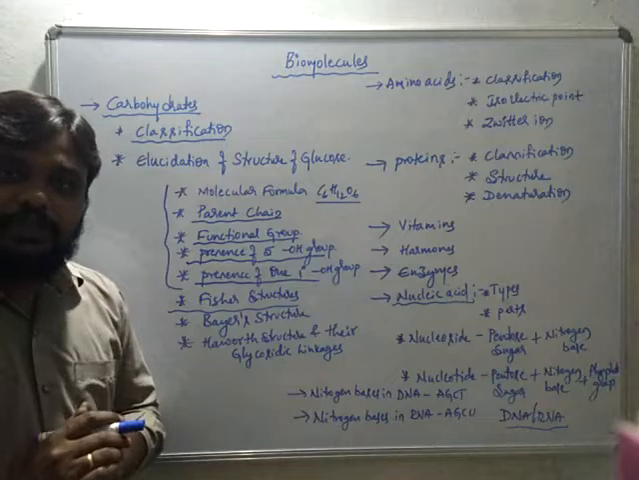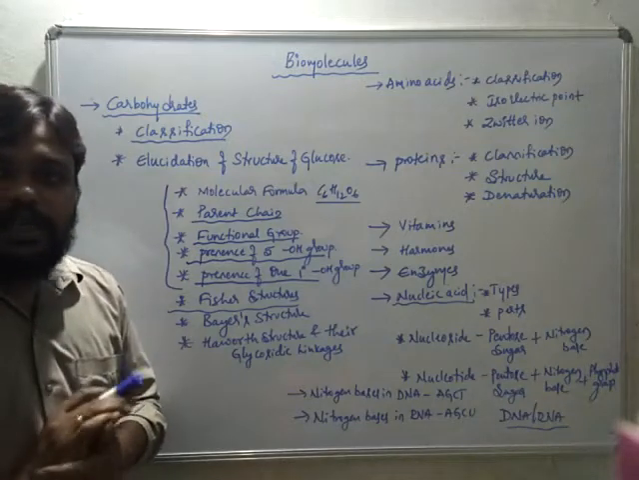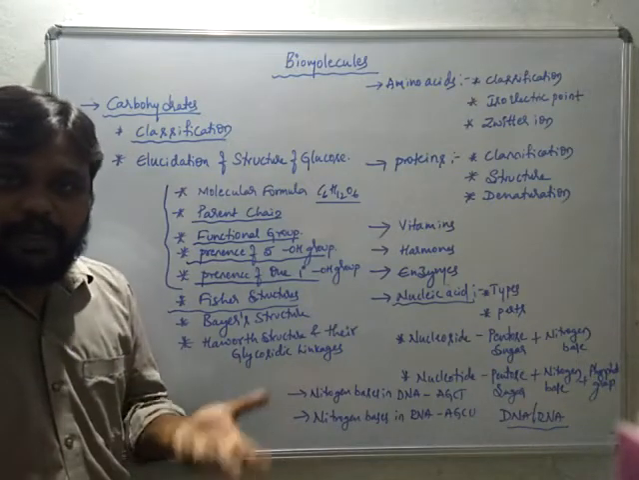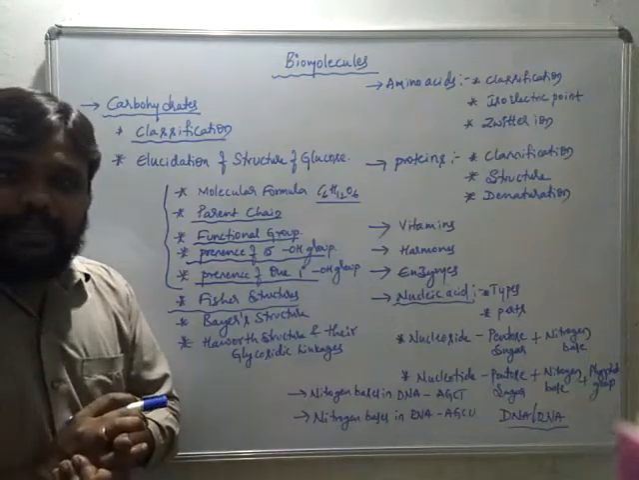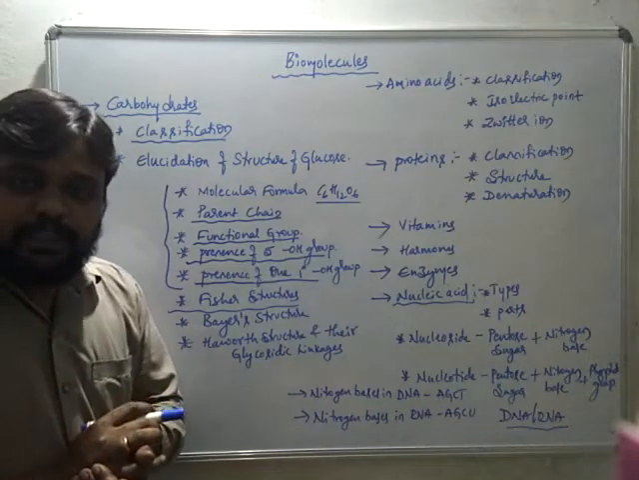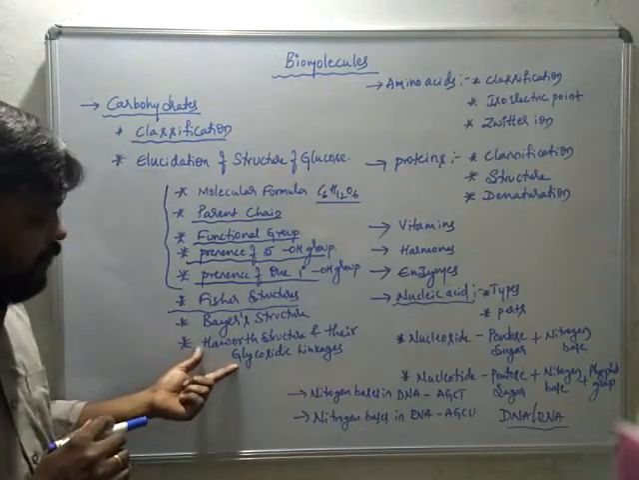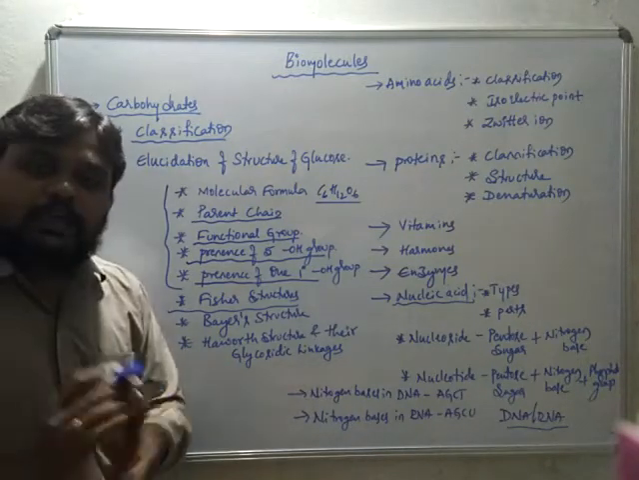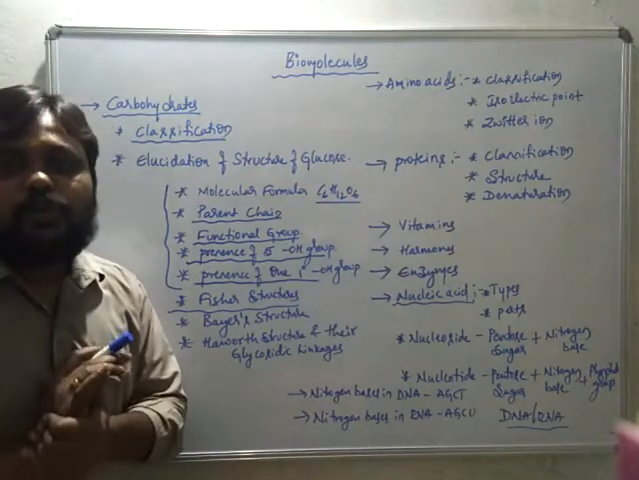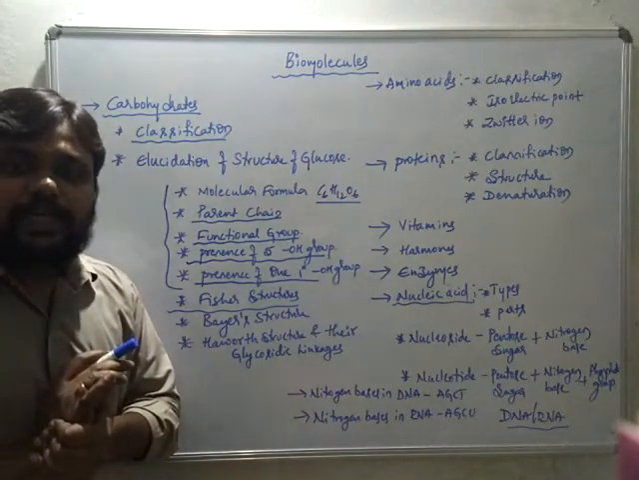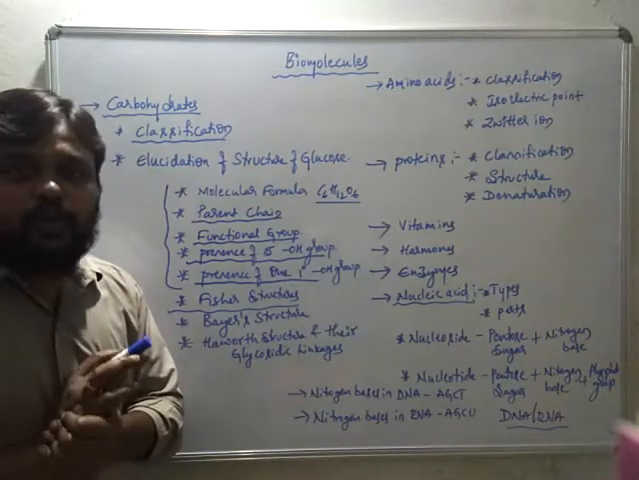In the Bayer structure we have cyclic ring structures with 5-membered and 6-membered rings. The 5-membered ring is called furanose, and the 6-membered ring is called pyranose. After that we are going to write the Haworth structure. The Haworth structure is very important for you. While writing the Haworth structure, we are writing the cyclic structure of glucose.